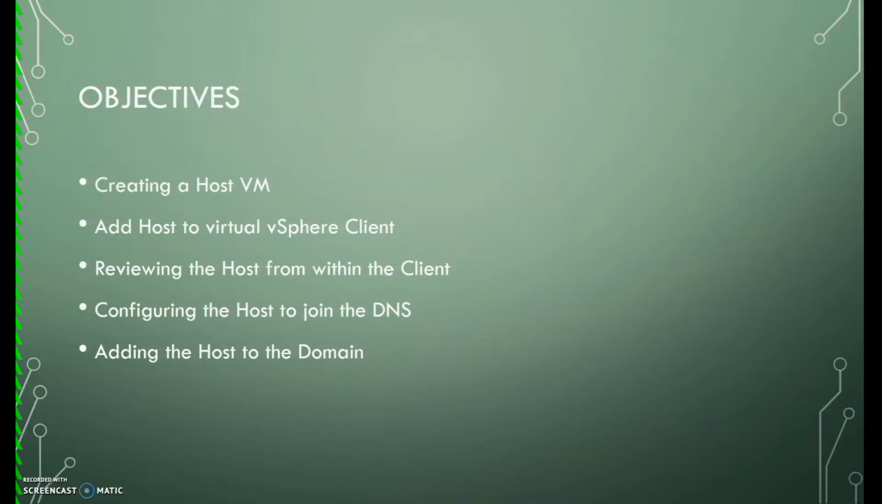Firstly, I will be creating the ESXi host and installing it within the virtual machine. Second stage is adding the host to the virtual vSphere client. My third stage will be reviewing what the vSphere client has managed to gain from the host when it was added. The fourth stage involves the configuration of the host to join the DNS and verifying its routing information. And stage 5 involves adding the host to the domain.